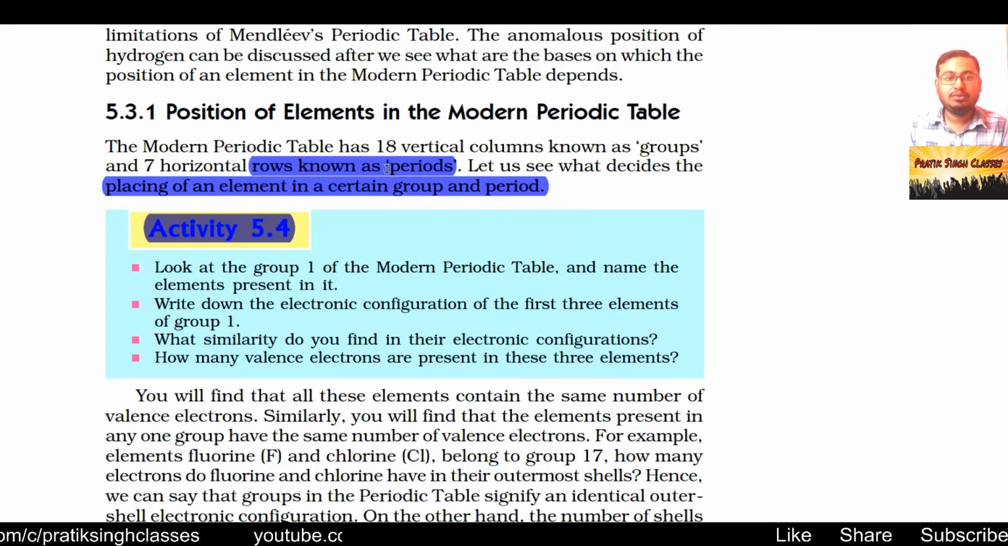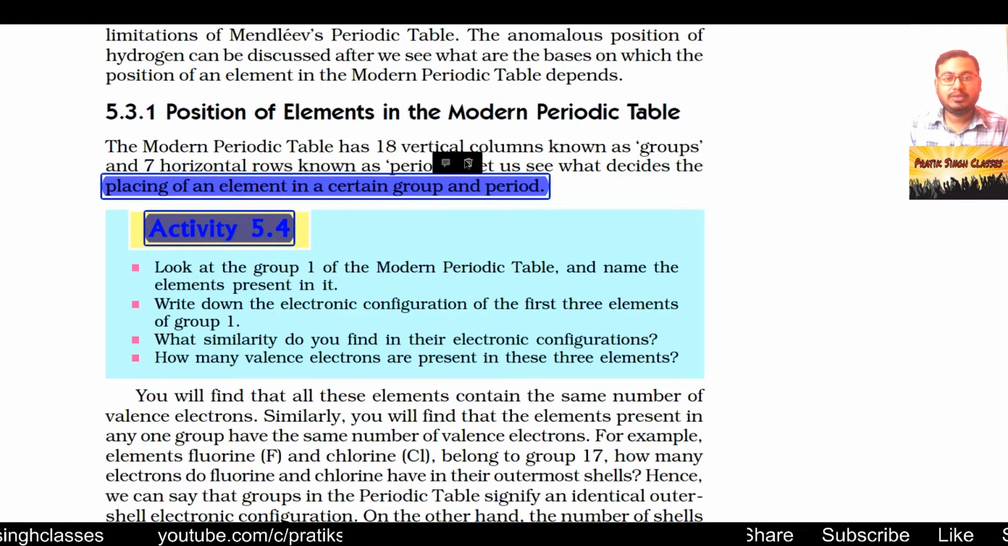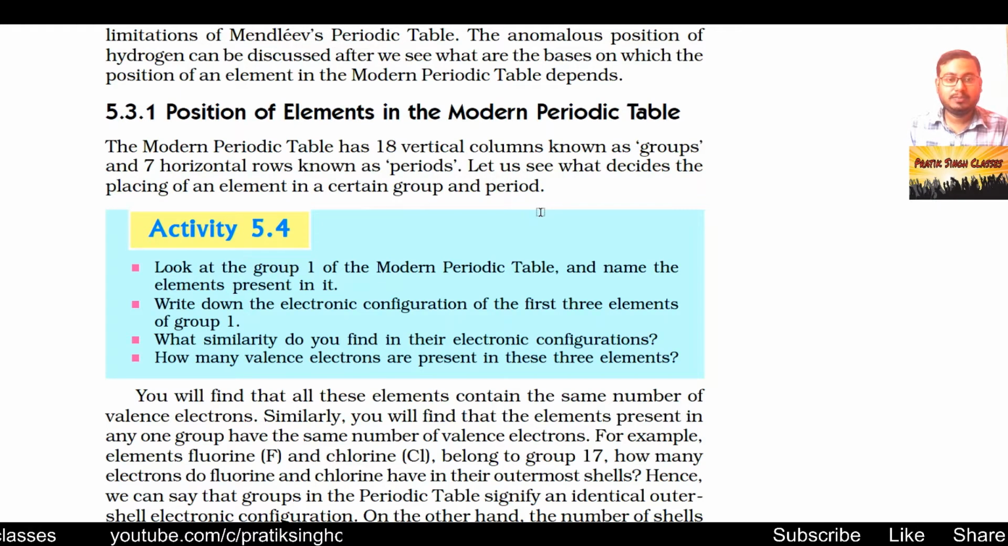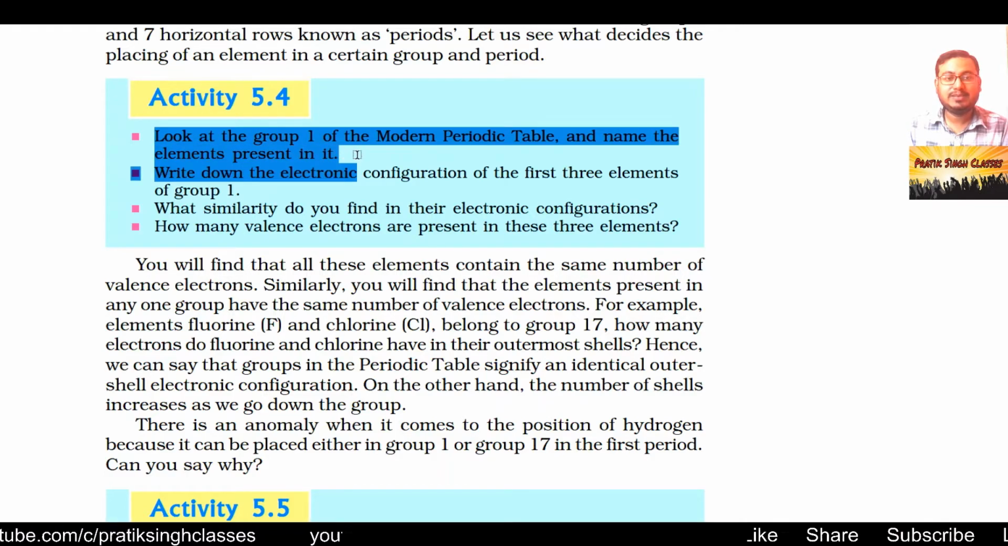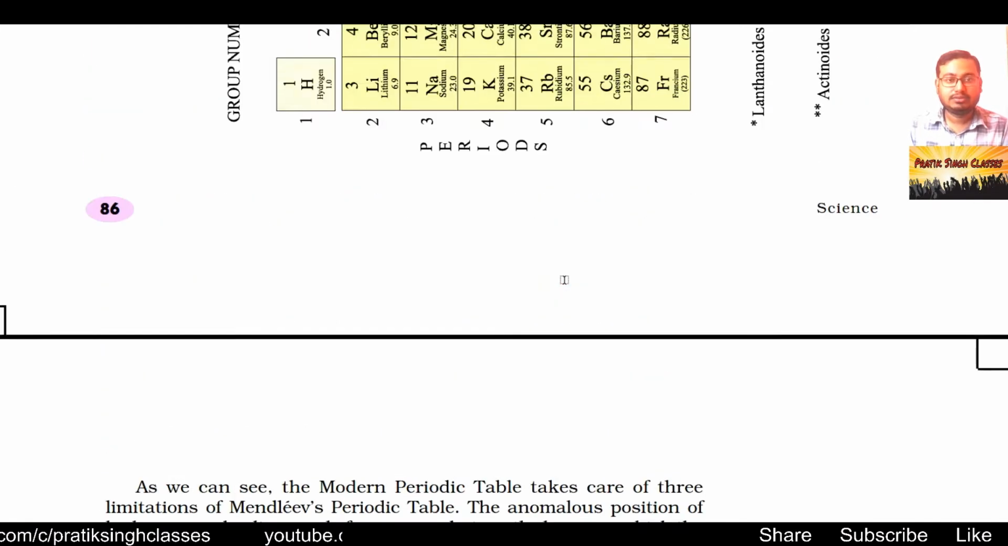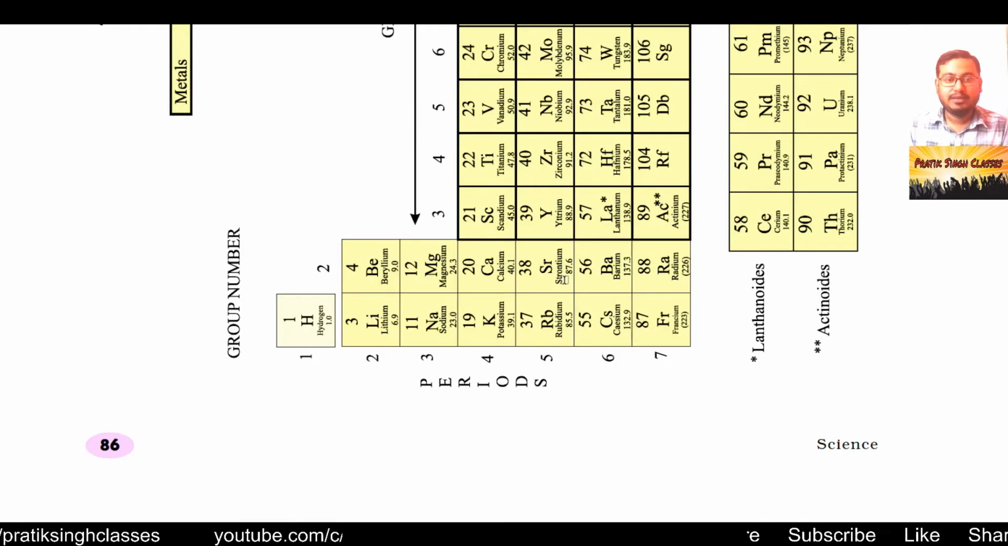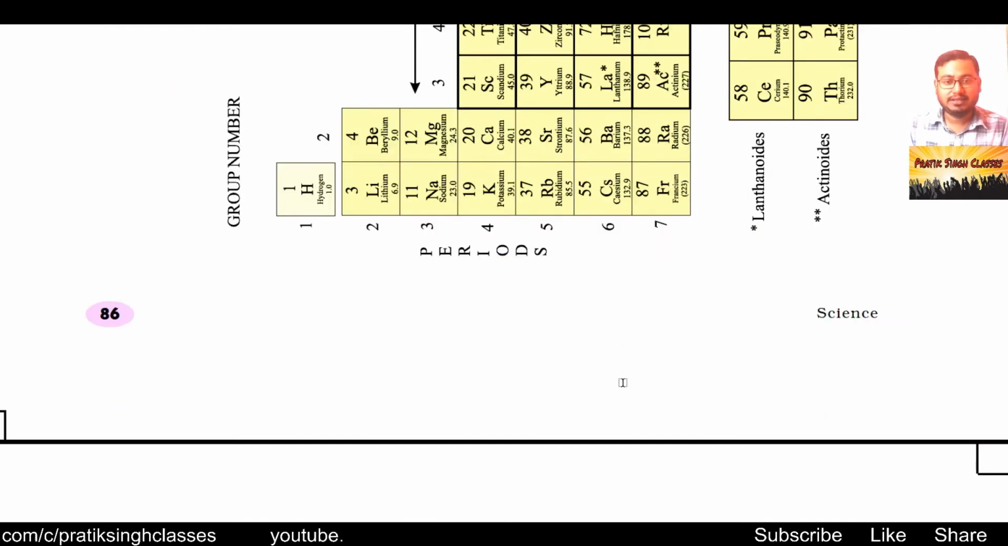That means, how do we know which element will be grouped in which group and which period. Activity 5.4: Look at group 1 of the modern periodic table and name the elements present in it. In group 1 we have hydrogen, lithium, sodium, potassium, rubidium, cesium and francium. From top to bottom is called a group and left to right is called a period.